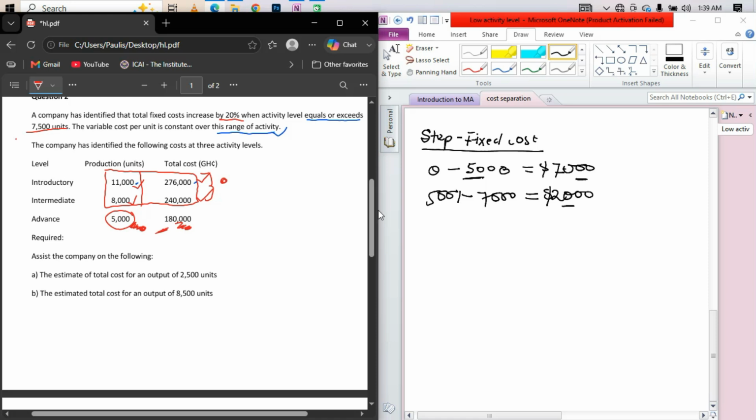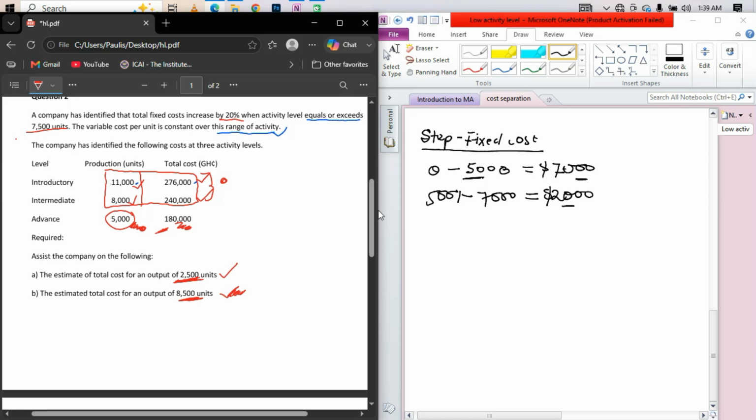So assist the company on the following. The estimate of total cost for an output of 2,500. Yes, 2,500 is below the benchmark. Then another one, output of 8,500. 8,500 is above the benchmark. So when we are producing here, the fixed cost here will increase by 20%.